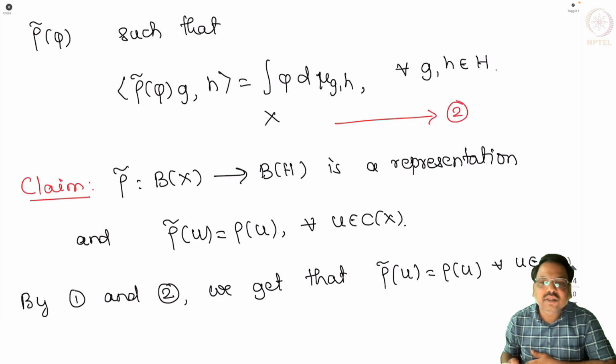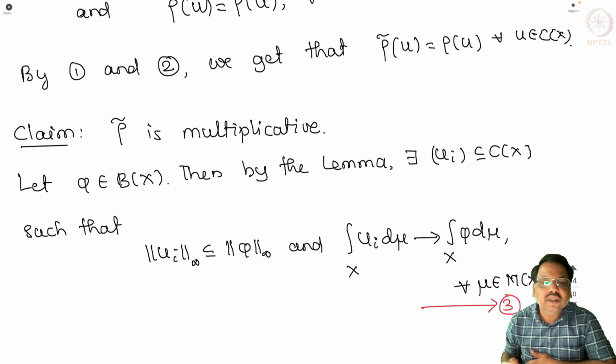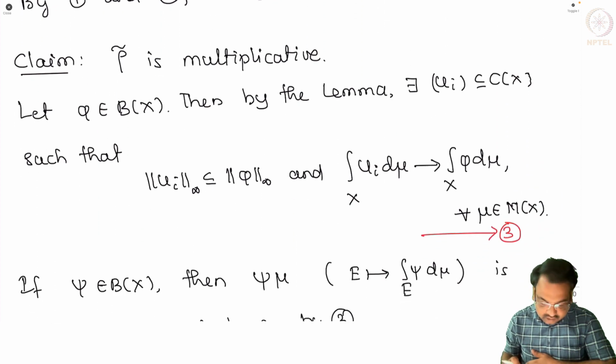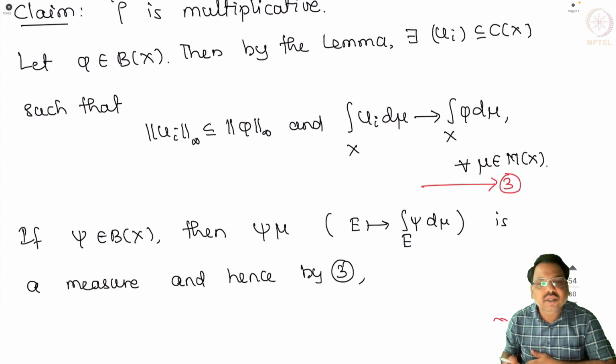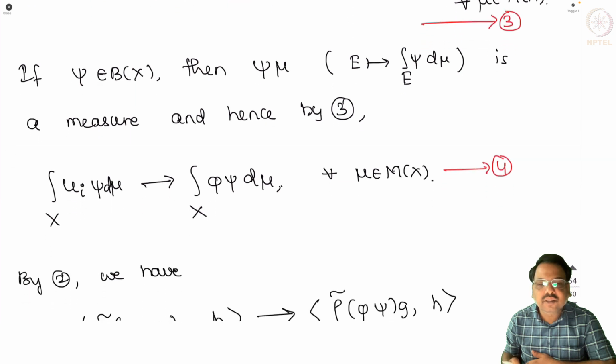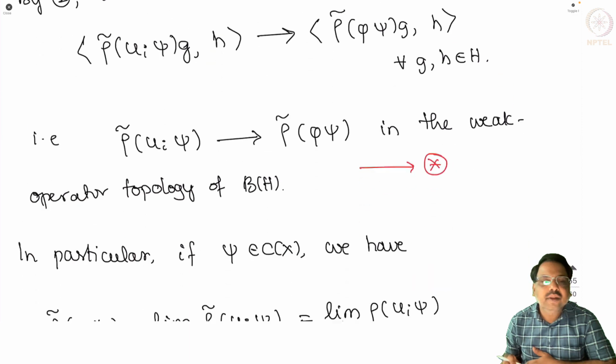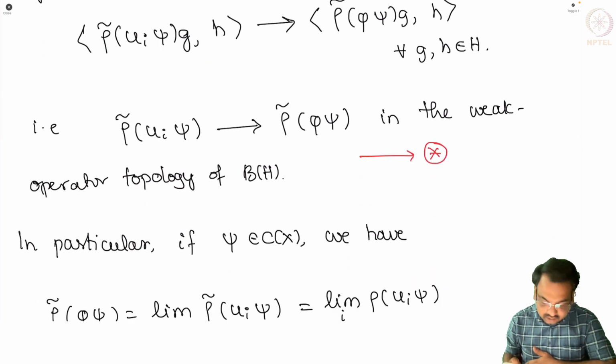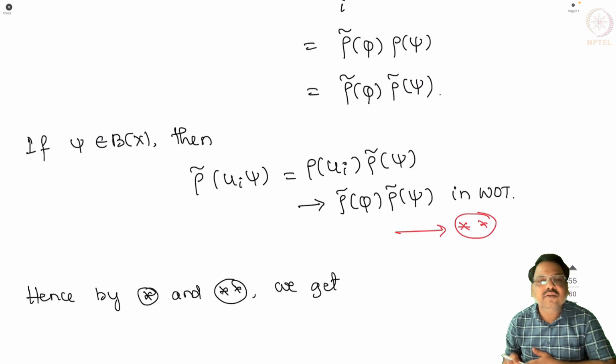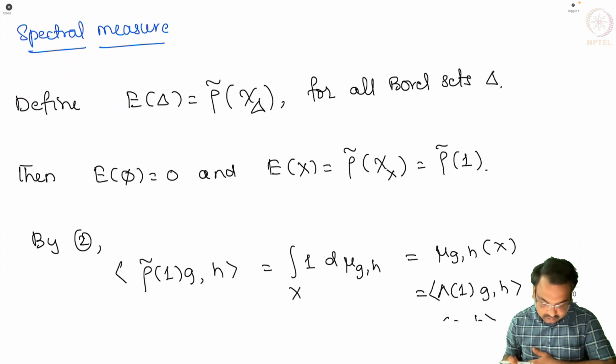And from this we can conclude that rho tilde coincides with rho on the set of all continuous functions. Then we have shown that rho tilde is multiplicative by using the earlier lemma that we have stated. So first we have taken one function from B of X and another function from C of X, and we have shown that rho tilde is multiplicative, and later we use this lemma again to get that rho tilde is multiplicative when we take two functions from B of X.